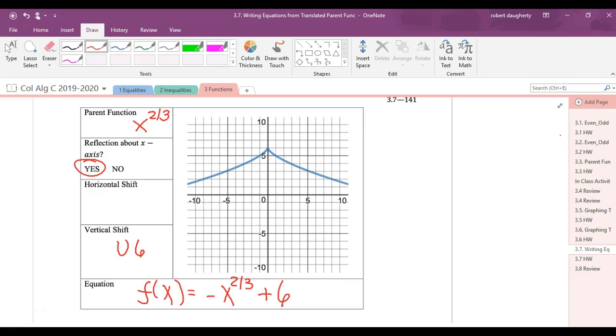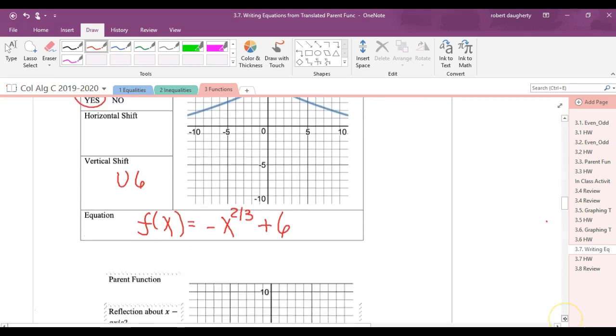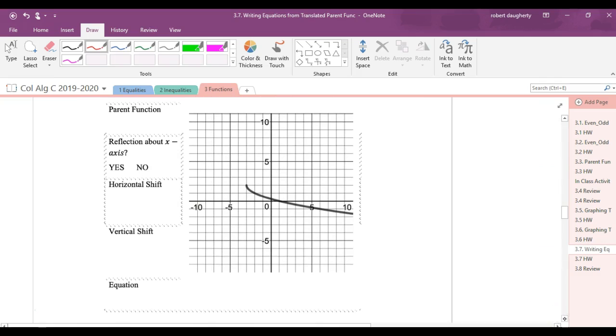There's one other kind of problem, but it's just about decoding these equations. Okay. So let's look at the next one. I will pause. And who's got it? Cece. What's the parent function? Square root of x. Was it reflected? Did it move horizontally? Yeah, 3 to the left. And did it move vertically? Yeah, it went up 2.